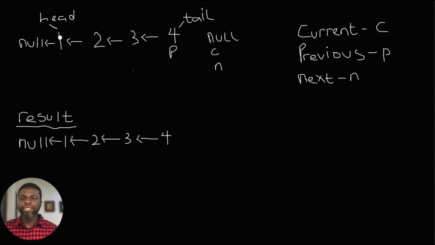Node 1, which was the previous head, now points to null. So it is now the tail of the linked list, since it's the tail of the linked list that points to null. And then node 4 is now the head of the linked list. Now, this solution will return the head of the linked list, which is node 4.